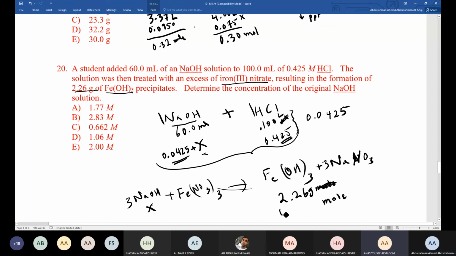0.02115. Right, very good. Then how many moles of NaOH must we have? Multiply by 3. Which is how many? 0.0635.